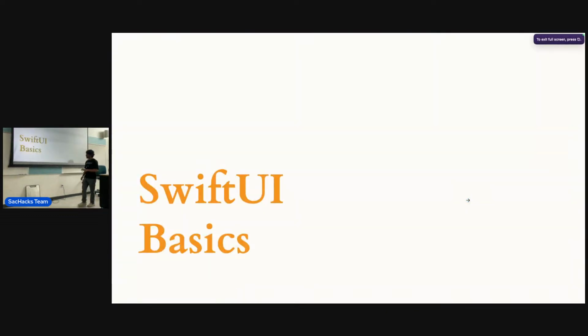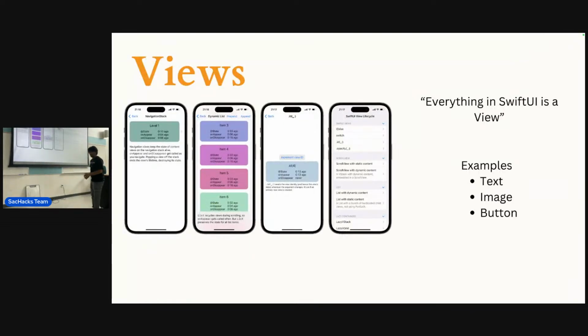So let's talk about some of the SwiftUI basics. In SwiftUI, everything is a view. A view is like a component in your app. In this example, we can see that in the navigation stack page, when you tap a level, it navigates to the items 3, 5, 6. So a view is nothing but that level one block. That level one block is a view.